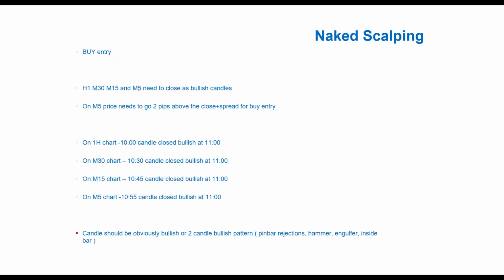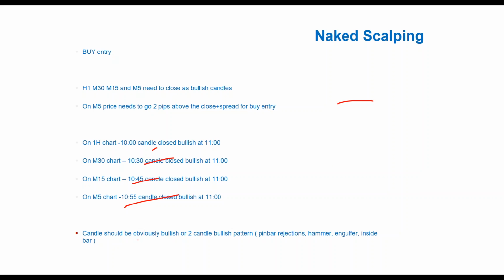So you need to watch the 5-minute candle. When the 5-minute candle is closed, guys, then you need to wait for the 2 pips breakout of the high in order to make a buy entry. So 5-minute, 15-minute, 30-minute, 1 hour, everything needs to be aligned. When everything is aligned, go 2 pips above the high, plus spread, for a buy entry. 1 hour chart, same thing, guys: bullish candle, M30 bullish, M15 bullish, M5 bullish. I will show you this on a real chart.